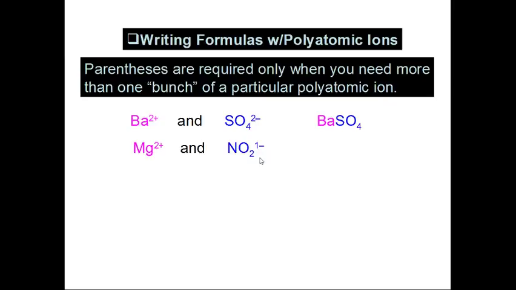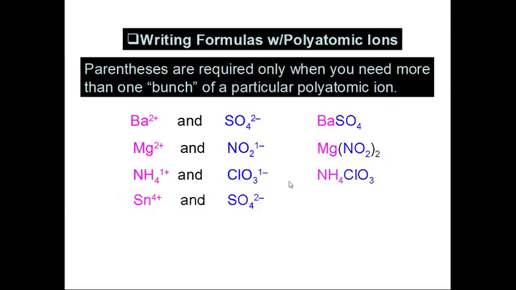A little bit more complicated when you're dealing with magnesium and nitrite. 2 means you need 2 NO2s. 1 means I need 1 Mg. So the Mg is easy, just Mg. But 2 NO2s, how am I going to show that? If I put NO2, 2, that looks funny, and I need to show that I have 2 of all of it, so I put in parentheses. Mg(NO2)2. Parentheses around the polyatomic ion. 1 and 1 crisscrosses. They're 1s, nothing changes. You just write what you got.